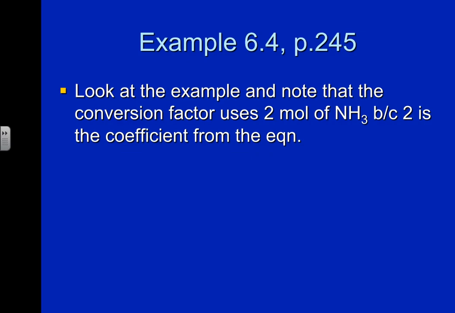So this is where you're going to want to pull out your printed out pages from the Ebbing textbook. If you flip to page 245, you'll find example 6.4 right in the middle of the page. And I say to look at the example and note that the conversion factor uses 2 moles of ammonia because 2 is the coefficient in the equation. I'm looking at the pages right now, so look at those with me. They have a reaction here of nitrogen gas and hydrogen gas, and we're producing ammonia, and they give you a delta H value of negative 91.8.